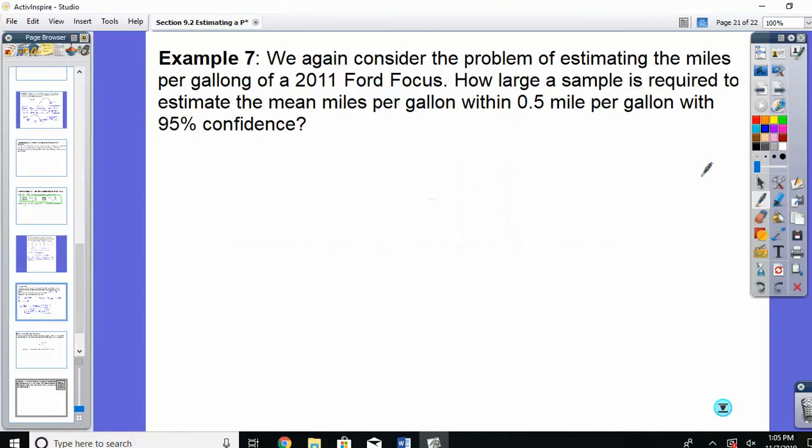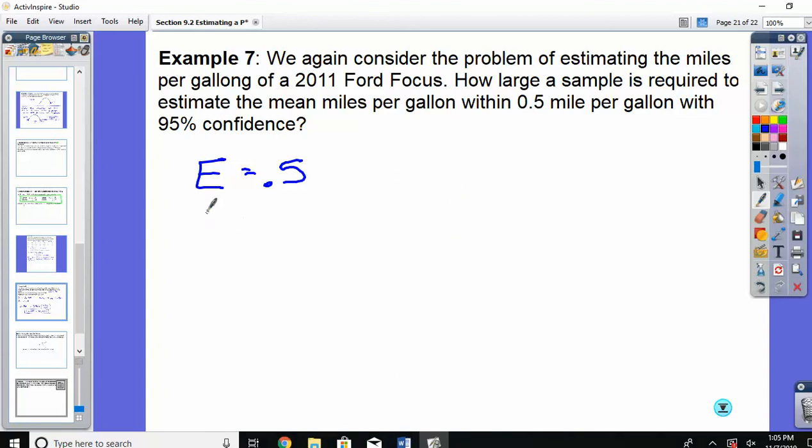Okay, so if I'm going back to that mileage problem we were looking at, and I want to know how large of a sample is required to estimate the mean miles per gallon within 0.5 miles per gallon, so that is my error, with 95% confidence.